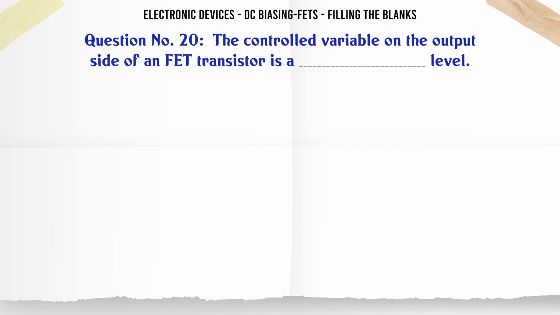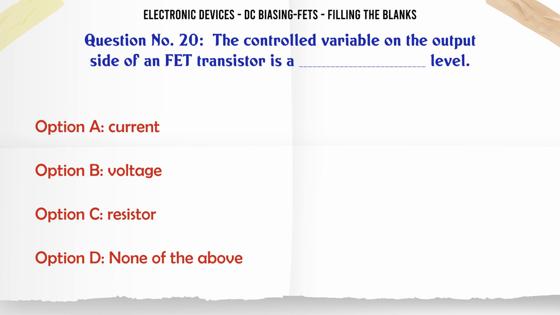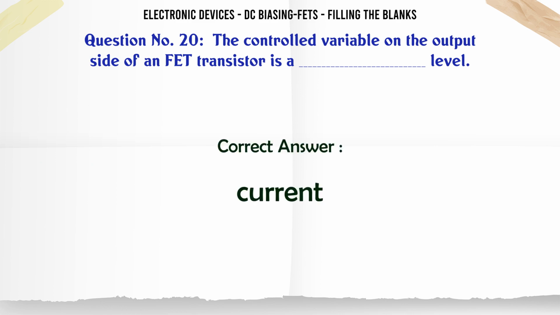The controlled variable on the output side of an FET transistor is a level A. Current. B. Voltage. C. Resistor. D. None of the above. The correct answer is current.